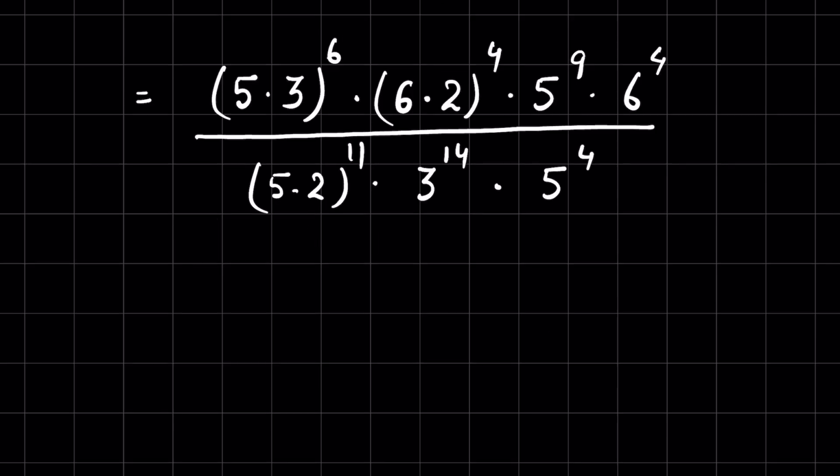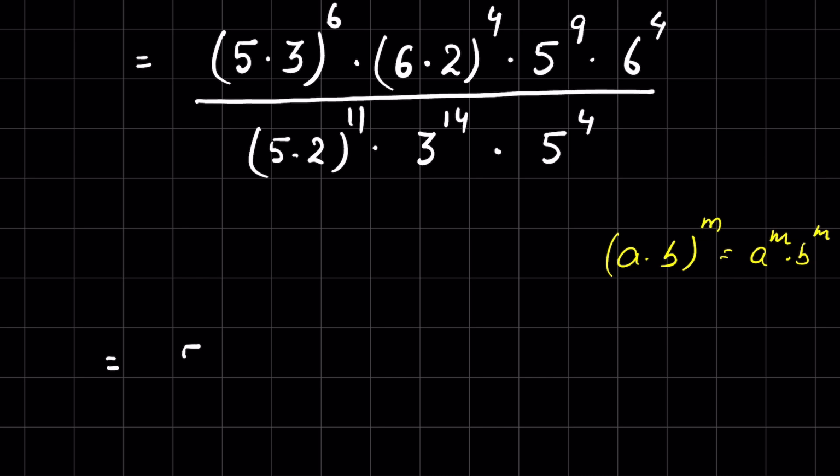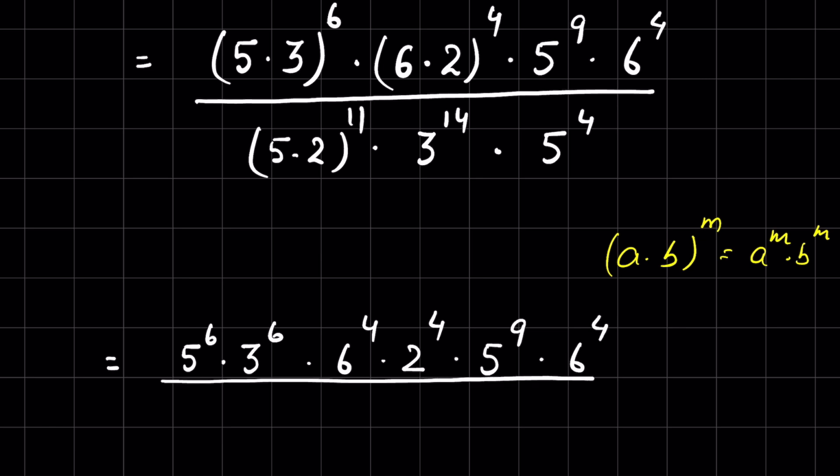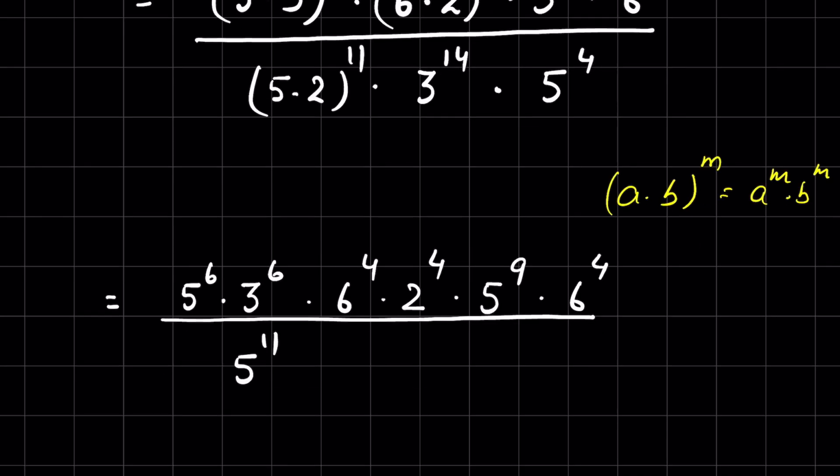And there is an identity: if a times b whole raised to the power m, this is equal to a to the power m times b to the power m. So this will be 5 to the power 6 times 3 to the power 6 times 6 to the power 4 times 2 to the power 4 times 5 to the power 9 times 6 to the power 4 upon 5 to the power 11 times 2 to the power 11 times 3 to the power 14 times 5 to the power 4.